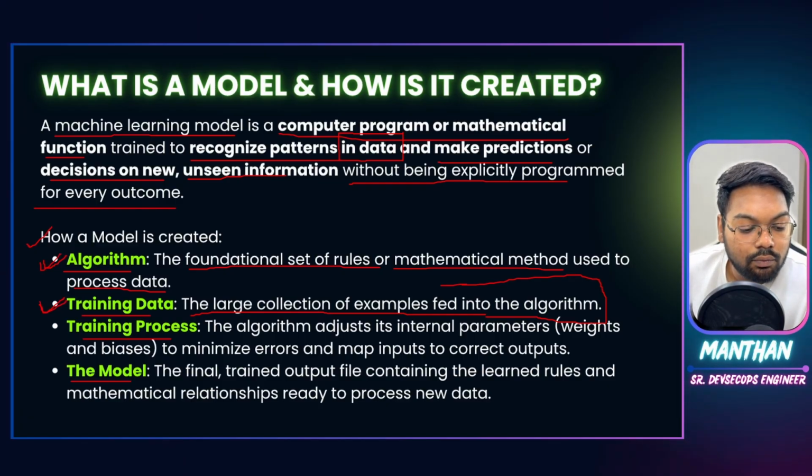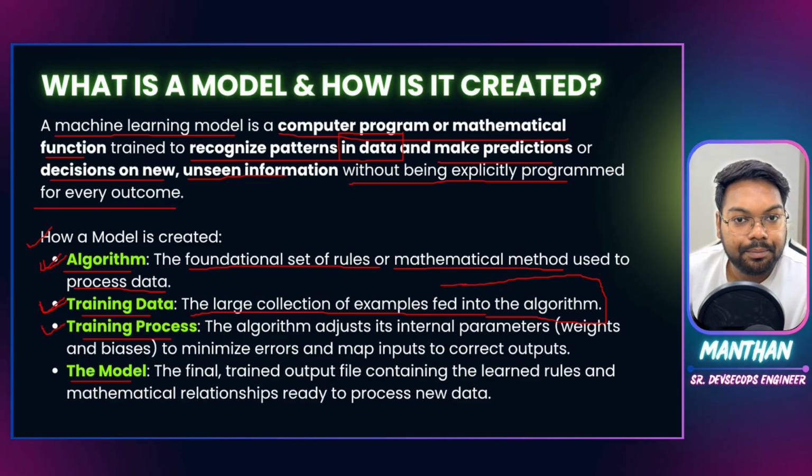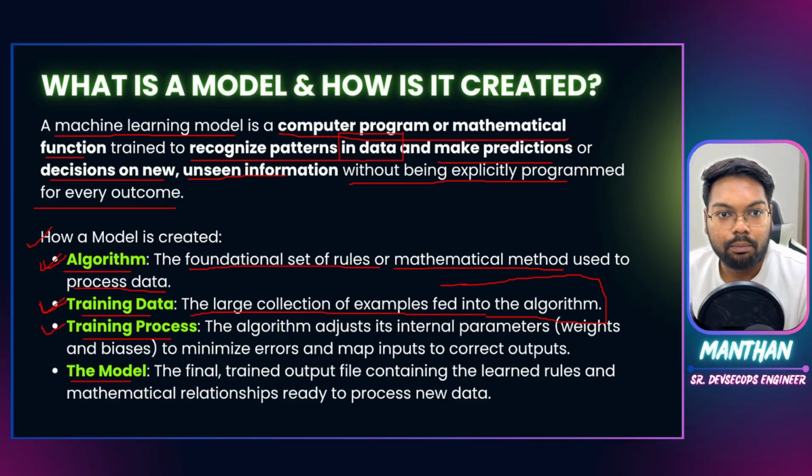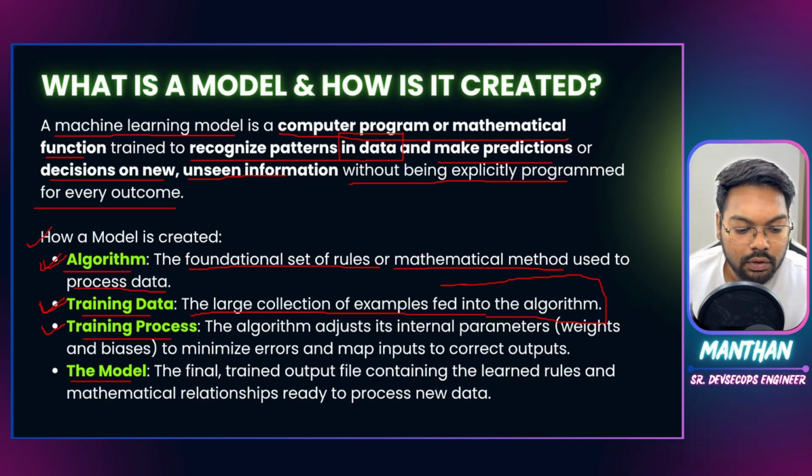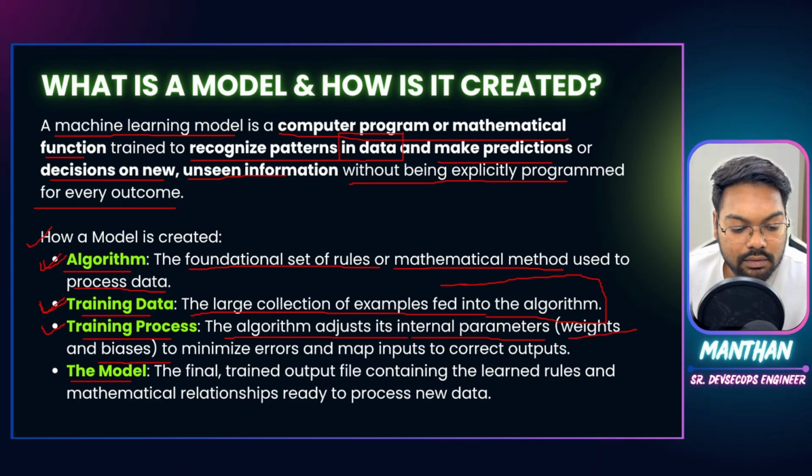So once we have these two things, one is the algorithm, another one is the training data, then what is the training process that you would adopt to feed data over a period of time to this model? The algorithm adjusts its internal parameters, what are called weights and biases, to minimize errors and map inputs to correct output.